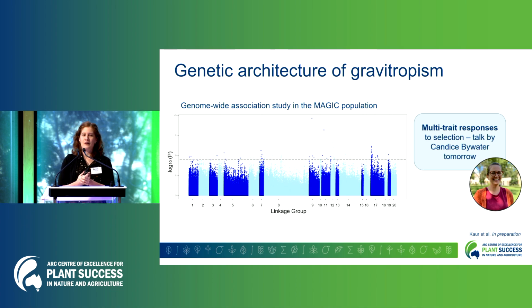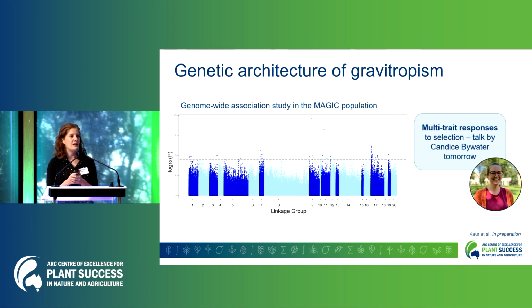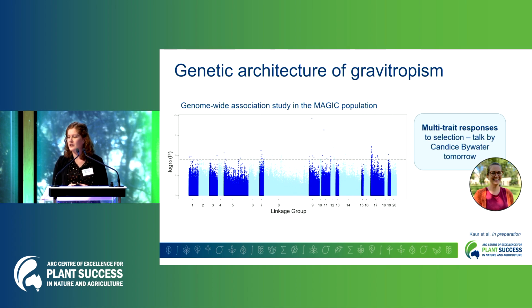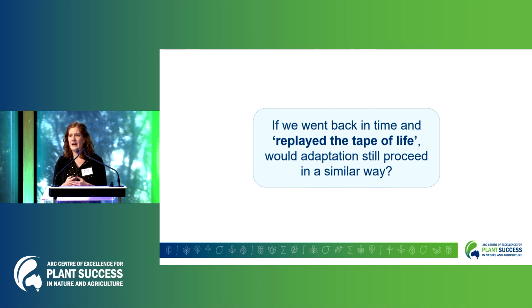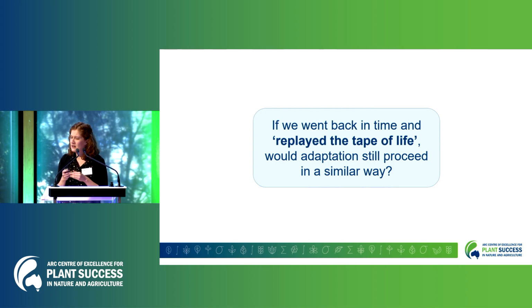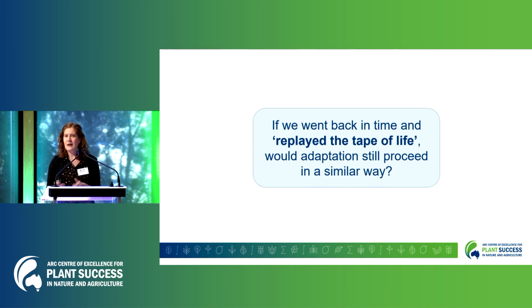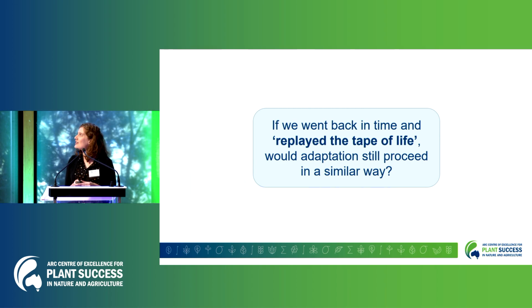Okay, so at this point of the talk, you might be thinking, so you guys have created a magic population that come from one dune and headland population at one location along the coast of Australia, but will adaptation always proceed in similar ways? So in other words, if we went back in time and replayed the tape of life, would we still see the same kind of genetic solutions when species face similar environmental challenges? Now, there's something really interesting and useful about this Nesio system that I didn't tell you about before that allows us to answer this question.